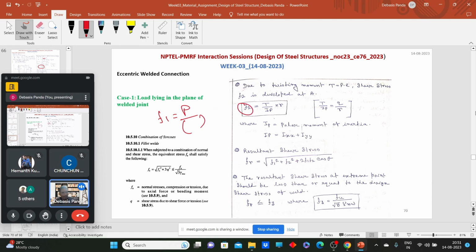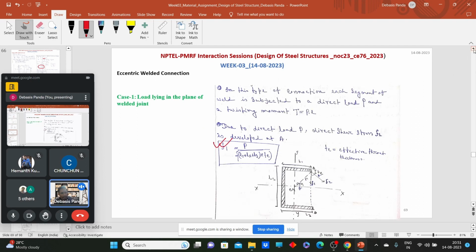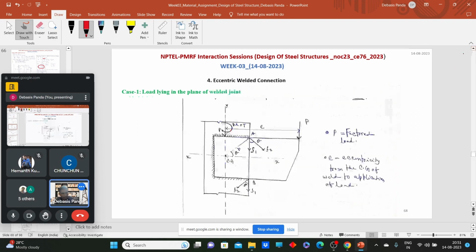Why will twisting moment occur here? Think about this joint. Now I am applying the load here, and one moment will transfer to here. And why do we call this twisting moment? Because if we see the cross-sectional area of the weld, the load will act perpendicular to that cross-sectional area. So a twisting effect will occur and twisting moment will occur.